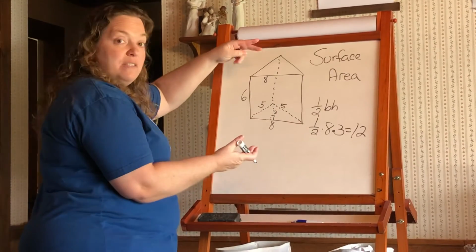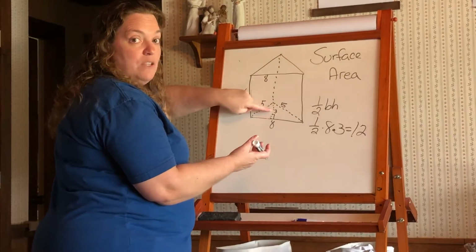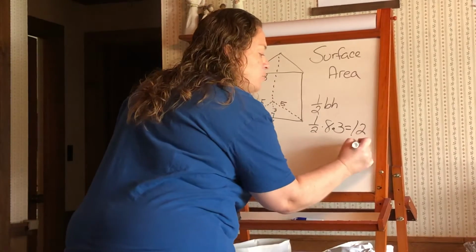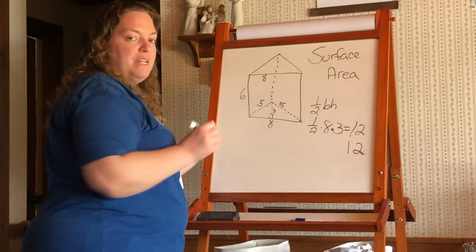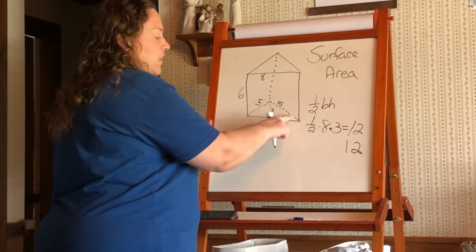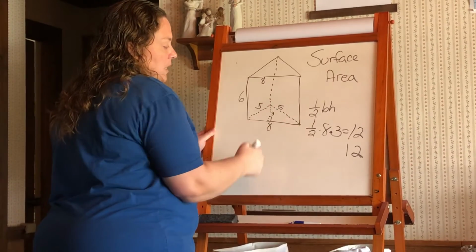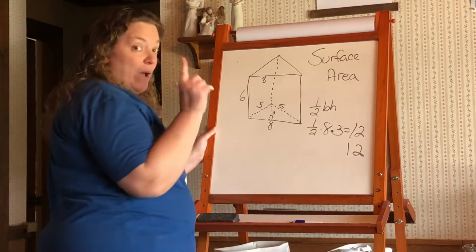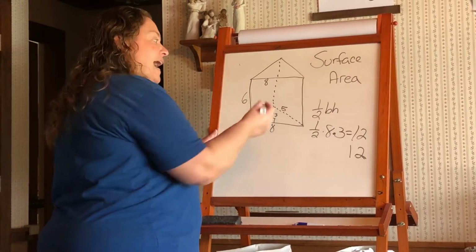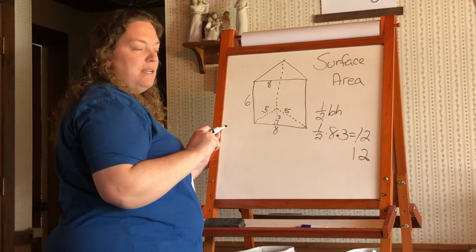But because this is a prism, this triangle is equal to this one, so the area of this triangle is also 12. If I wanted to cut out a piece of paper to cover that triangle, I would need 12 square units. We're talking about area, so it's square units. But now I have to do the lateral surface, the lateral part, the sides.